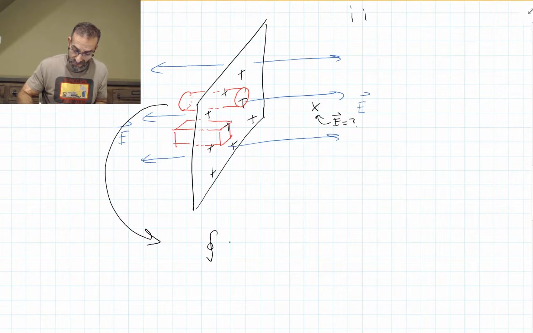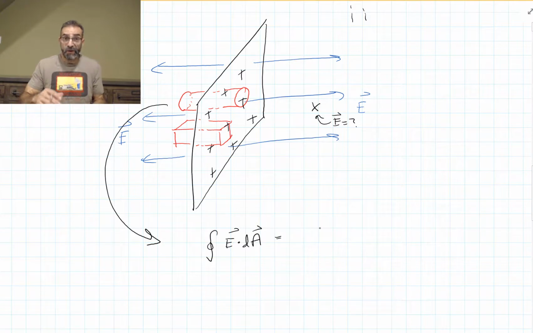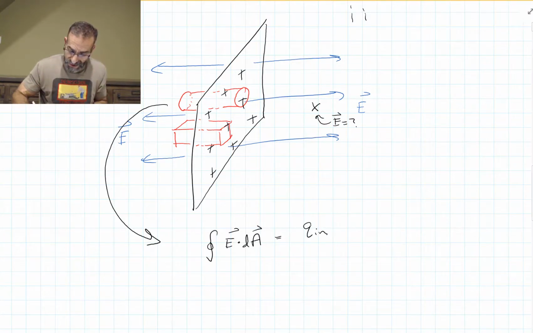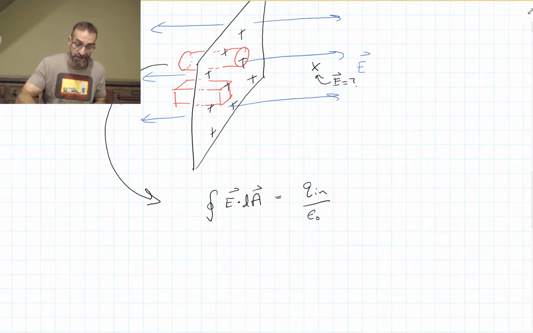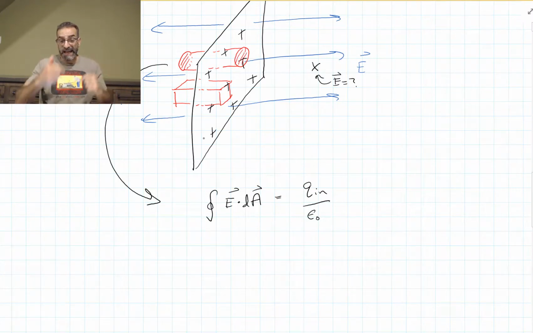So I say the integral of E dot dA over all sides of that enclosed surface, this imaginary shape I'm imposing on my problem, is equal to the charge inside the cylinder over our constant epsilon naught. So my cylinder has 3 surfaces to it. It has this left surface over here, and it has the right surface over there, and then it has the curved side to it.